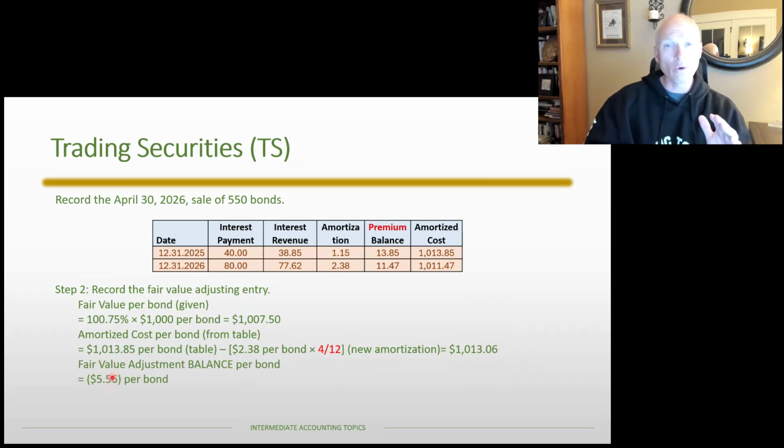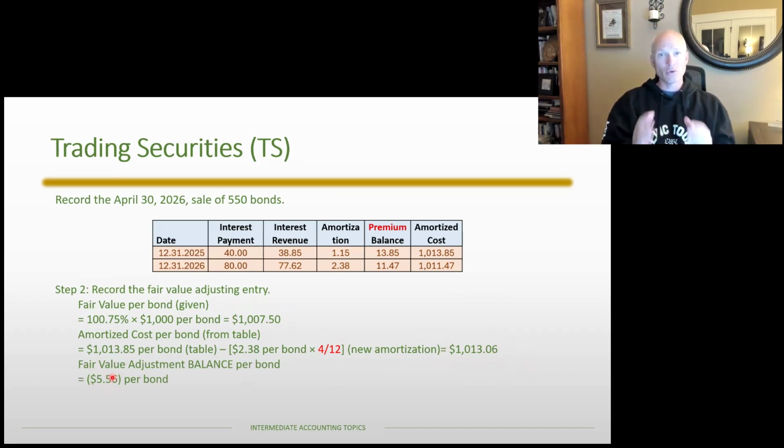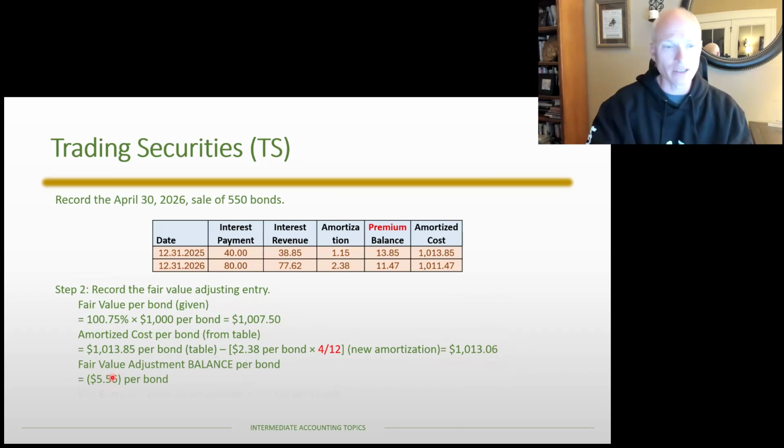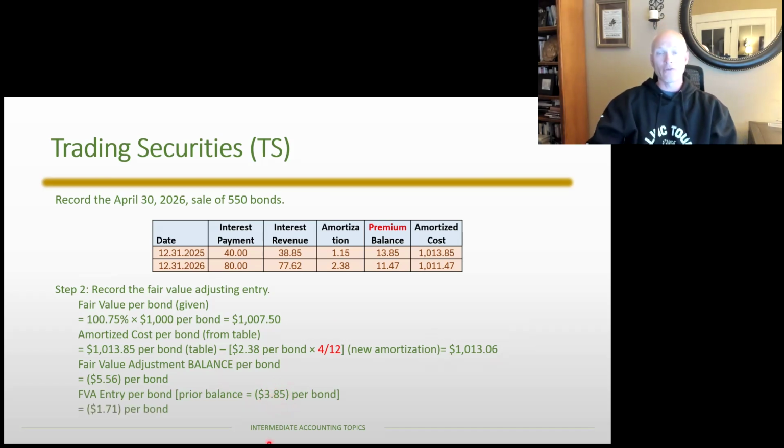As we mentioned before, whenever we calculate that balance, that's not necessarily the journal entry because we have to compare that balance to any prior balance. For each of these 550 bonds, there was a prior balance of negative $3.85. So it went from negative 3.85 per bond down further to negative 5.56 per bond. And so the entry amount for this journal entry is a negative $1.71.